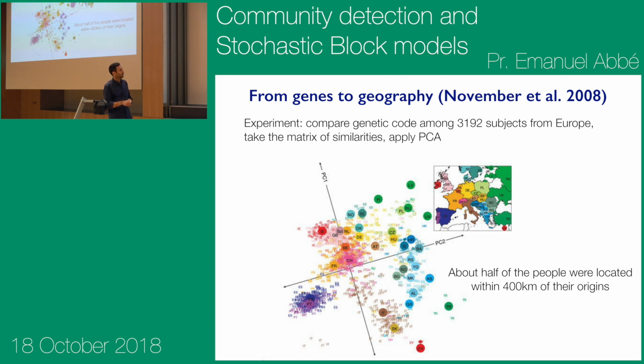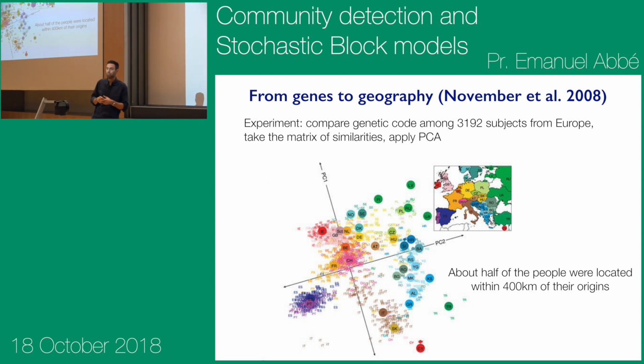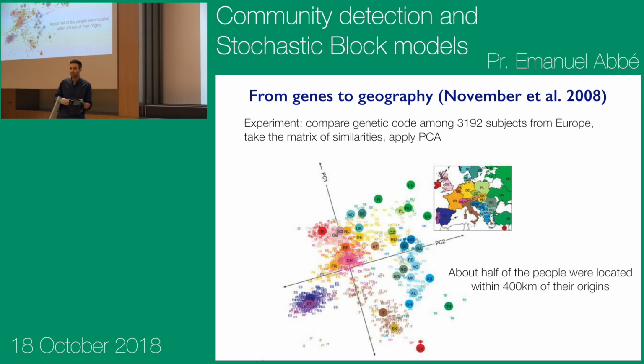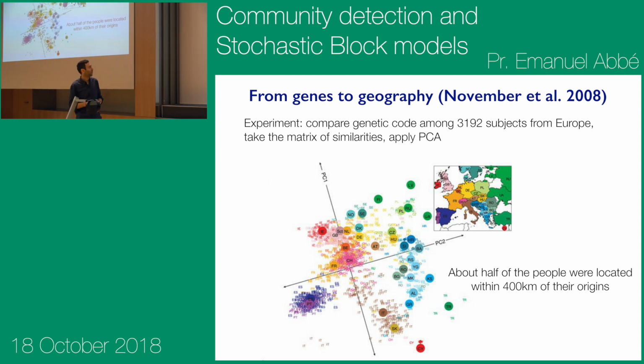In fact, I think about half of the people were located within only 400 kilometers of their origins, just from the genetic code. And I think they have a comment in the paper that if you look into Switzerland, it was interesting because they found clusters of different groups, corresponding to the French, Italian, and German parts.